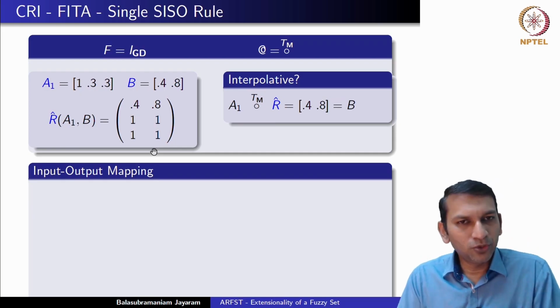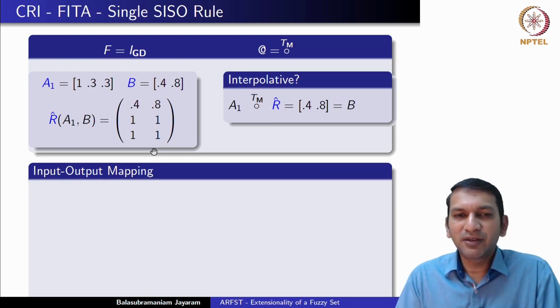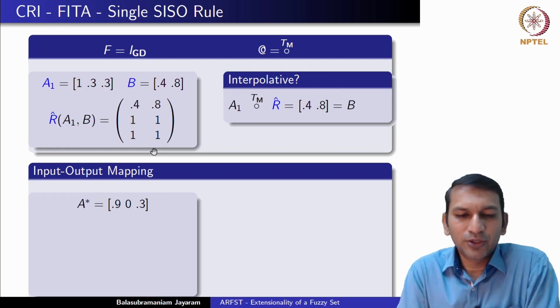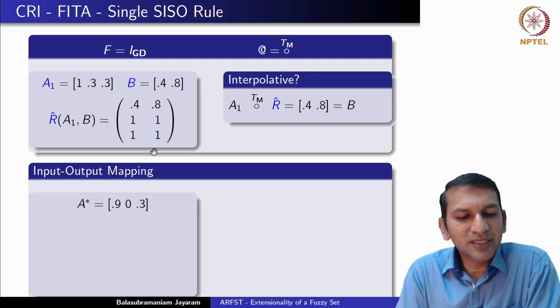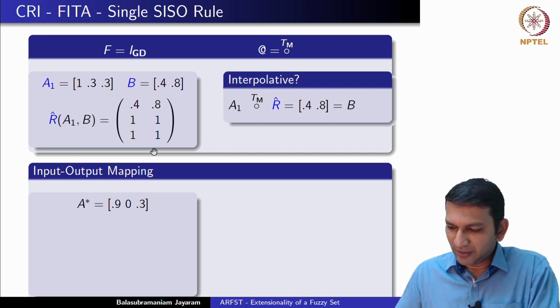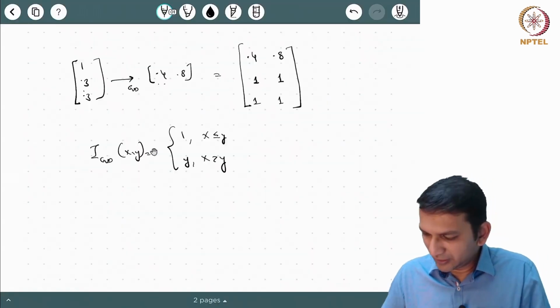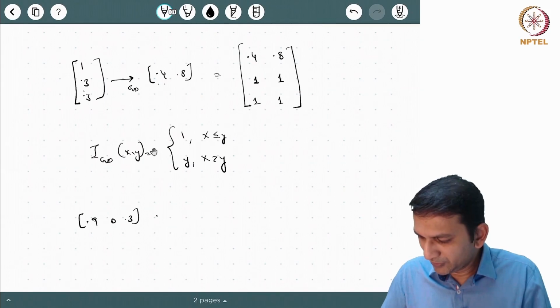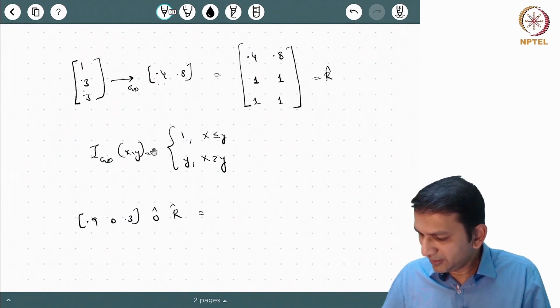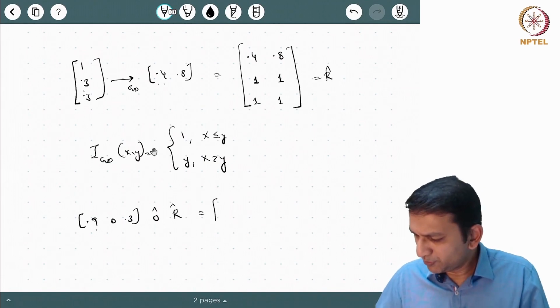Now, what is interesting is this. Let's look at the input-output mapping for some arbitrary fuzzy sets. Let's give this as the input to the system. That means given A star, we are going to compose it with R cap and see what output we get. Clearly, if this is the input, 0.9, 0, 0.3, we compose it with R cap, which is this. Clearly, we are doing sup-min composition.